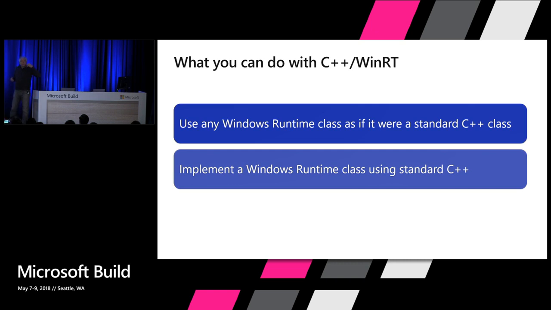Now, for most people, they're going to just use our library to call APIs. But if you want to implement a Windows Runtime API, the nice thing about implementing something as a Windows Runtime class library is it's accessible now to anybody using any language. So a lot of people think, well, how about implementing it? Well, you can implement it in standard C++ as well.